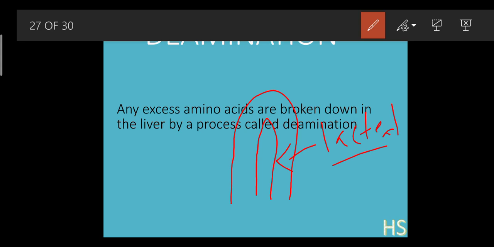And what is the function of this lacteal? The function of this lacteal is to absorb the fatty acids and the glycerol. So what is the function of this lacteal? To absorb the fatty acids and the glycerol.